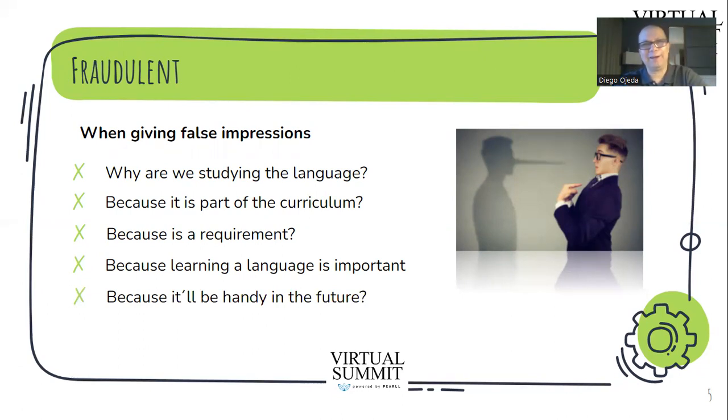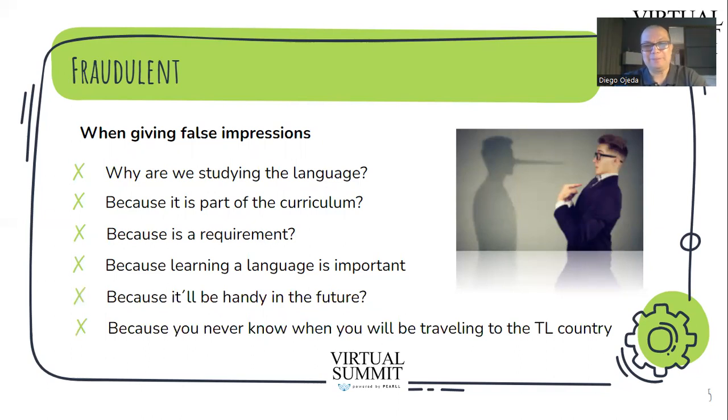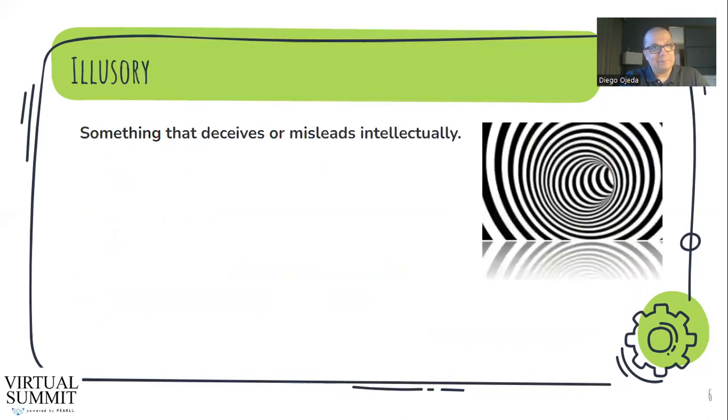So we don't have to go there. I mean, there are so many real reasons. Well, the most common one, we're learning a language because you never know when you're going to be traveling to the target language country. You never know if you're going to marry a lady from Guatemala. You never know if there's a war and suddenly we have to seek asylum in Mexico or Nicaragua. So it's kind of like we scare our students to convince them that it's important to learn a foreign language, okay? I call this fraudulent and not real, okay?